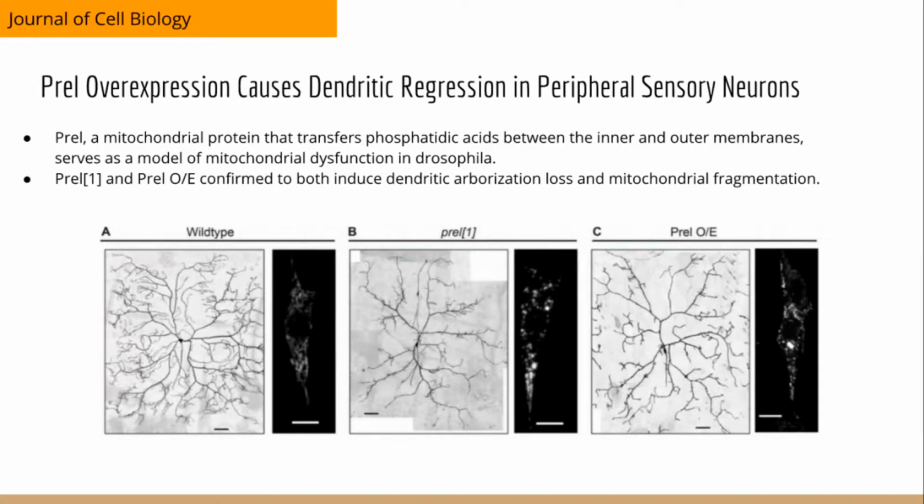The wild-type neurons show expansive dendritic arborization and a well-connected mitochondrial reticulum. In PREL mutants, indicated by the PREL1 condition, the dendrites are devastated, and the mitochondria are highly abnormal and clustered. Likewise, in the PREL overexpressing conditions, the dendrites and the mitochondria are again very abnormal.